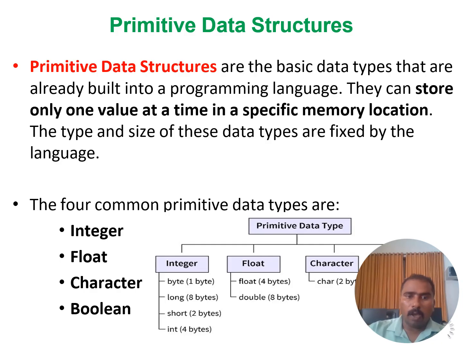We can store only one piece of information, in a specific memory location. This is the primitive data structure. These are the sizes of primitive data types: how many bytes we can store in integer, float, and character. Integer is classified into many types: byte, long, short, and int. Float is classified into two types: float and double. In float we can store 4 bytes, in double 8 bytes, and in character 2 bytes. So this is the primitive data structure.